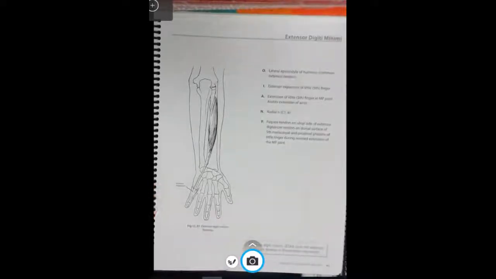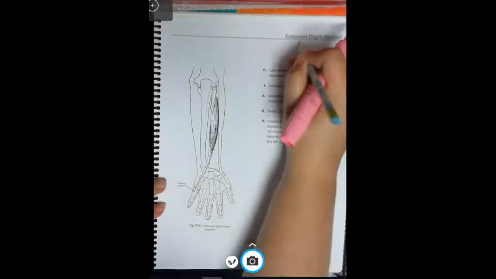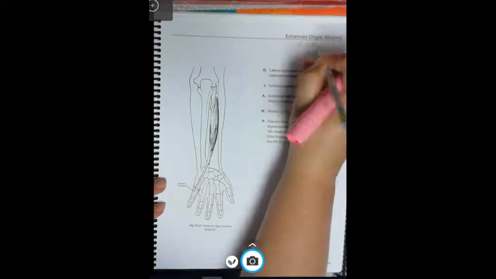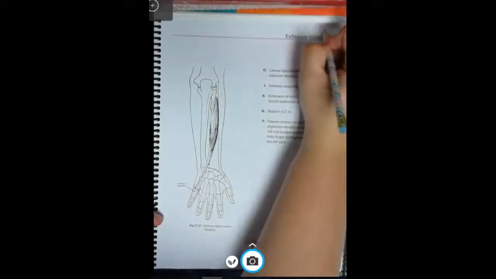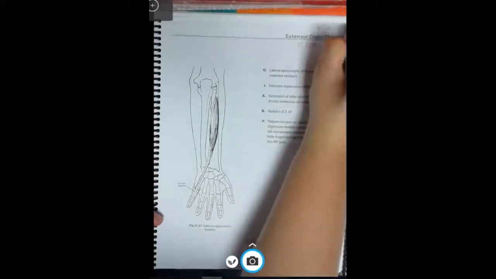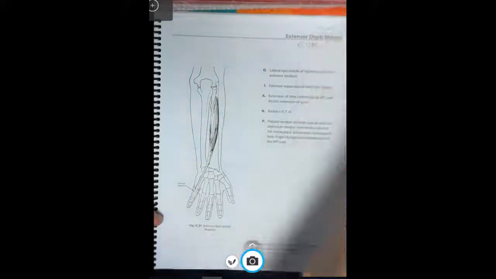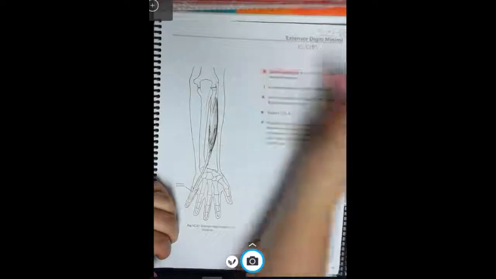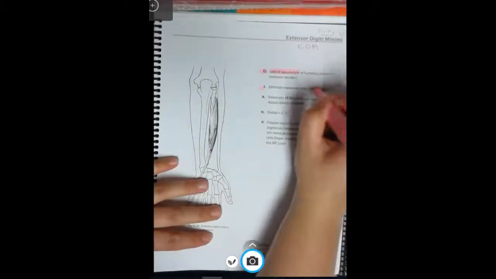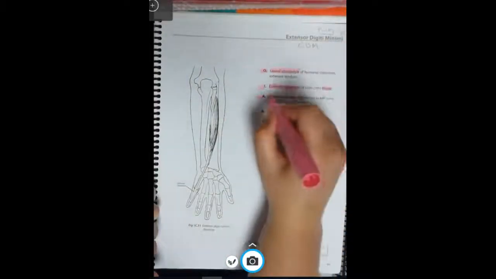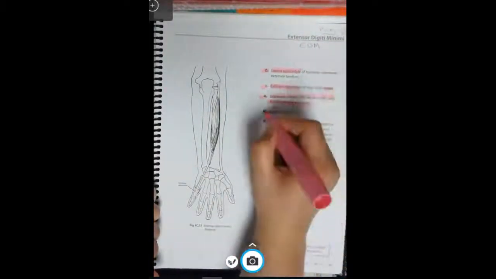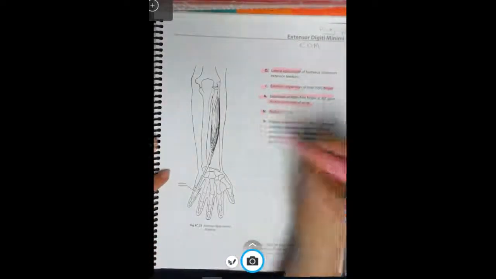Extensor digiti minimi. We have E, D, M. So when you see these two words together, this is your pinky or little finger. Originate from the lateral epicondyle. We're going to go on to the finger extensor expansion. Do an extension at the MP joint here and assist with extension of the wrist. We have our radial nerve.